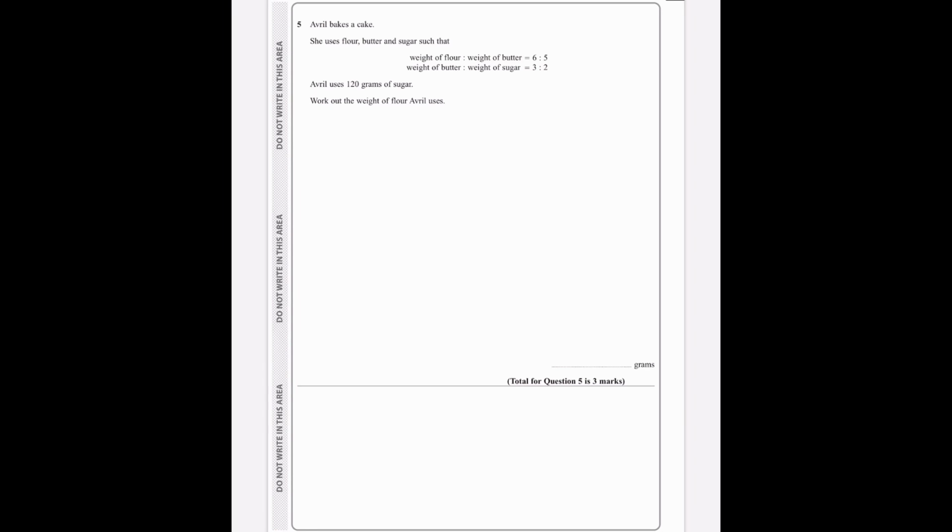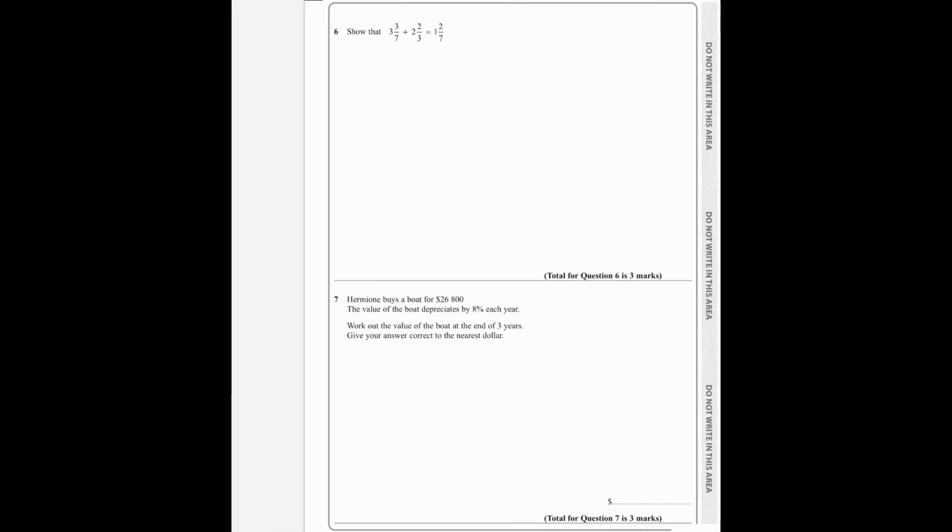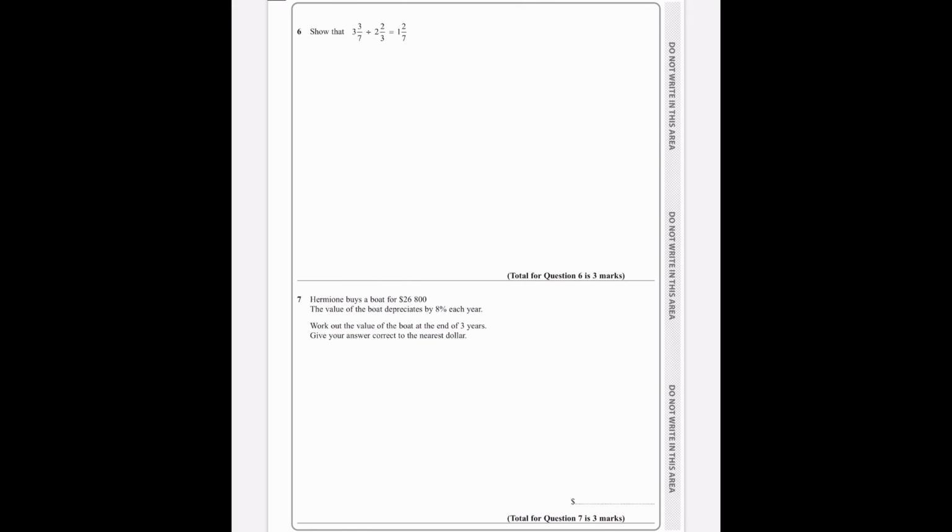Question 5, the ratios question. Flour to butter to sugar. So we've got 6 to 5 as the ratio of flour to butter, and then 3 to 2 is the ratio of butter to sugar. So the lowest common multiple of 3 and 5 is 15, so I'll make the number of parts of butter being 15. Therefore flour will be 18 and sugar will be 10 from the two other ratios. So we take 120, divide it by 10, times it by 18 to work out the amount of flour. It comes out as 216.